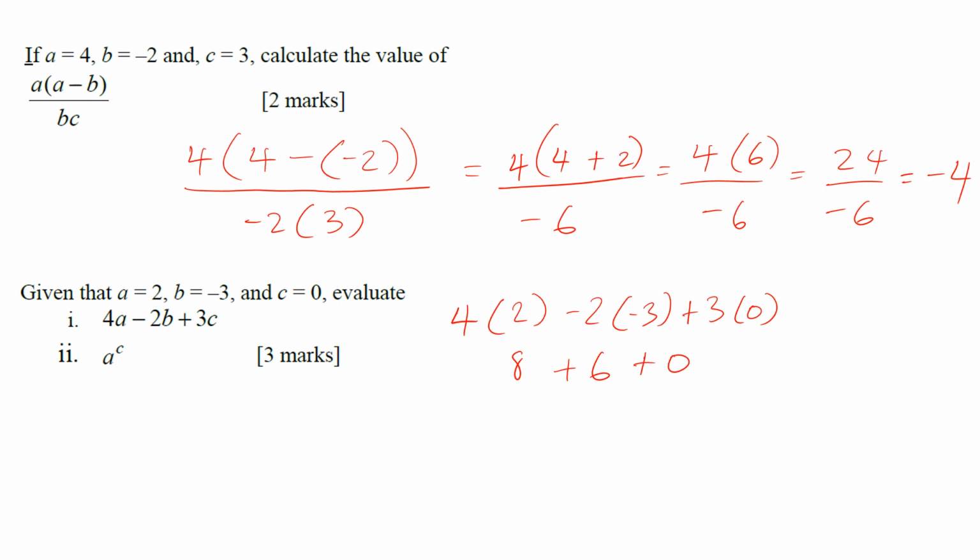Alright, so this can be simplified to just 14, because 8 plus 6 will give us 14. Now for the last part, guys, we have a raised to the power of c. A is 2, so it's 2 raised to the power of c, and c is 0. Any number, with the exception of 0 itself, raised to the power of 0 would be equal to 1. So 2 raised to the power of 0 is equal to 1. It's very important to remember that law of indices.